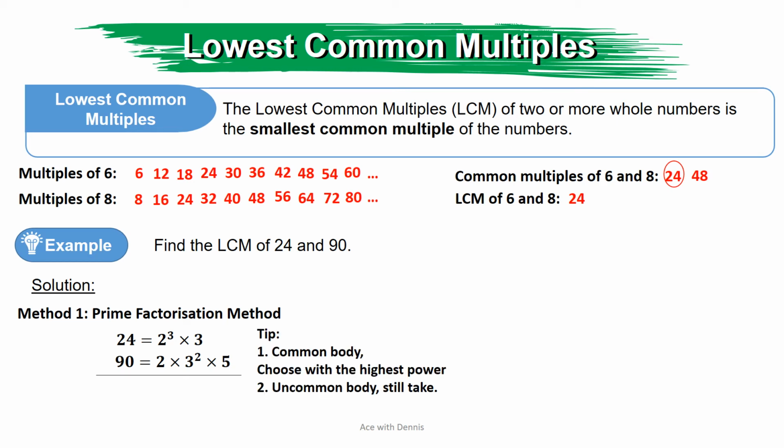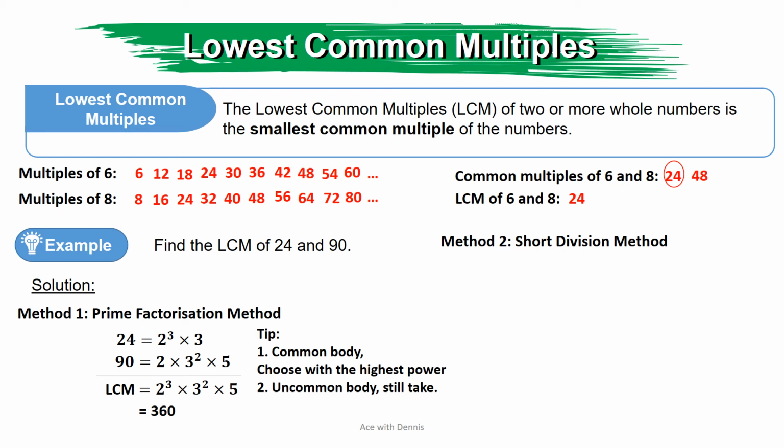So to find the LCM, here's a tip. If there is a common base, we choose the highest power, and if there is an uncommon base, we still take it in. Therefore, for the LCM of 24 and 90, the common bases are 2 and 3. For 2, we choose the highest power, which is 2 cubed. And for 3, we choose the highest power, which is 3 squared. And 5 is the uncommon base, we will still consider it. Therefore, the LCM of 24 and 90 is 2 cubed times 3 squared times 5, which gives us 360.